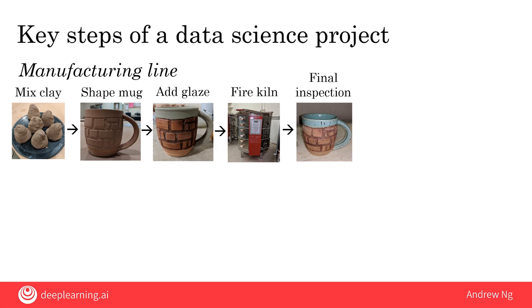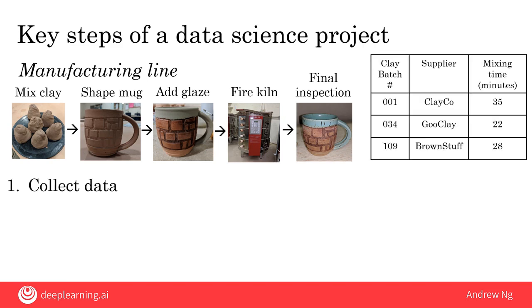So a common problem in manufacturing is to optimize the yield of this manufacturing line to make sure that as few damaged coffee mugs get produced as possible, because those are coffee mugs you have to throw away, resulting in time and material waste. What's the first step of a data science project? I hope you remember from the last slide that the first step is to collect data.